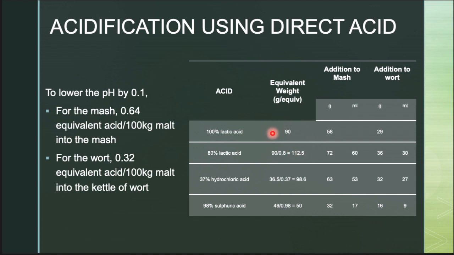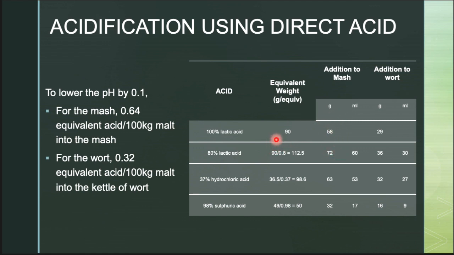So if you have 100% lactic acid, the amount in the mass to reduce pH by 0.1 unit is calculated by 0.64 times 90, which gives 57.6 grams, which on rounding off is this value here of 58 grams for 100 kg of malt used.